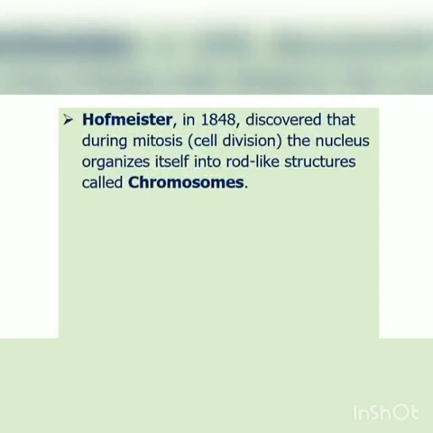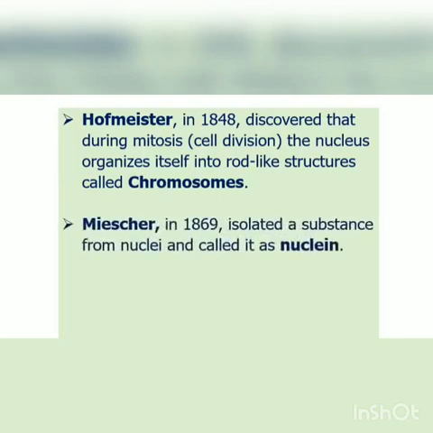Hofmeister in 1848 discovered that during mitosis, that is a type of cell division, the nucleus organizes itself into rod-like structures called chromosomes. So before cell division, the chromosomes are thread-like structures inside the nucleus. But at the time of cell division, they organize themselves into rod-like structures.